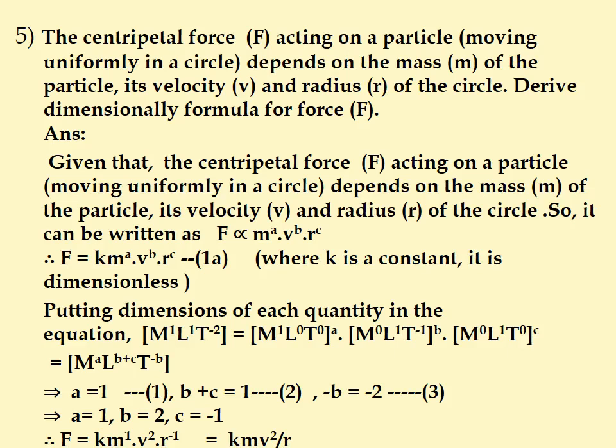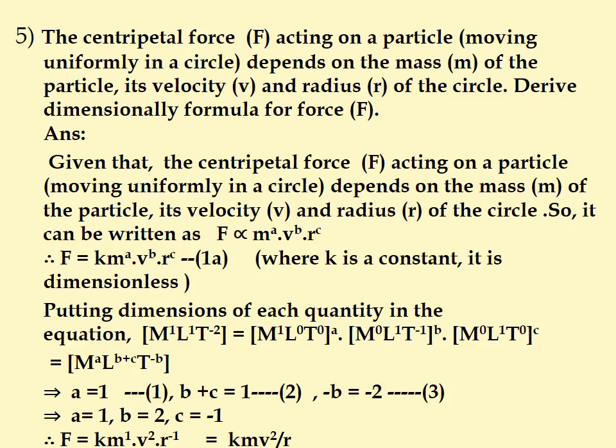Here we have to equate the exponents or powers from the dimensional forms of the base quantities M, L and T on both sides of the expressions. Then we get a is equal to 1, b plus c is equal to 1 and minus b is equal to minus 2. So we get a is equal to 1, b is equal to 2 and c is equal to minus 1, from 2 and 3.